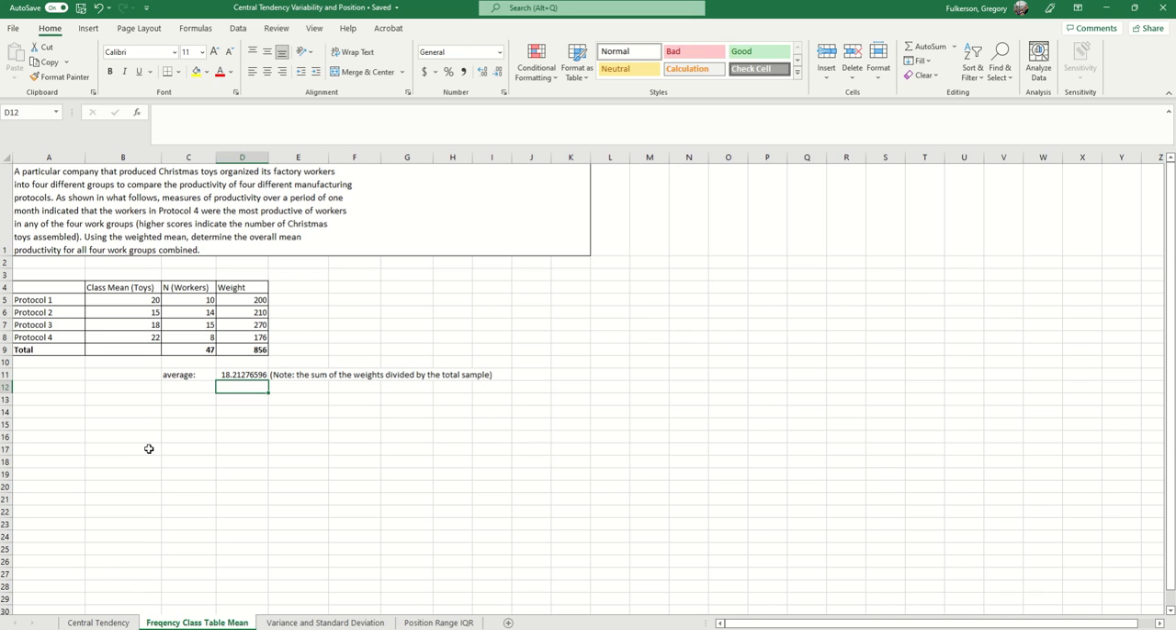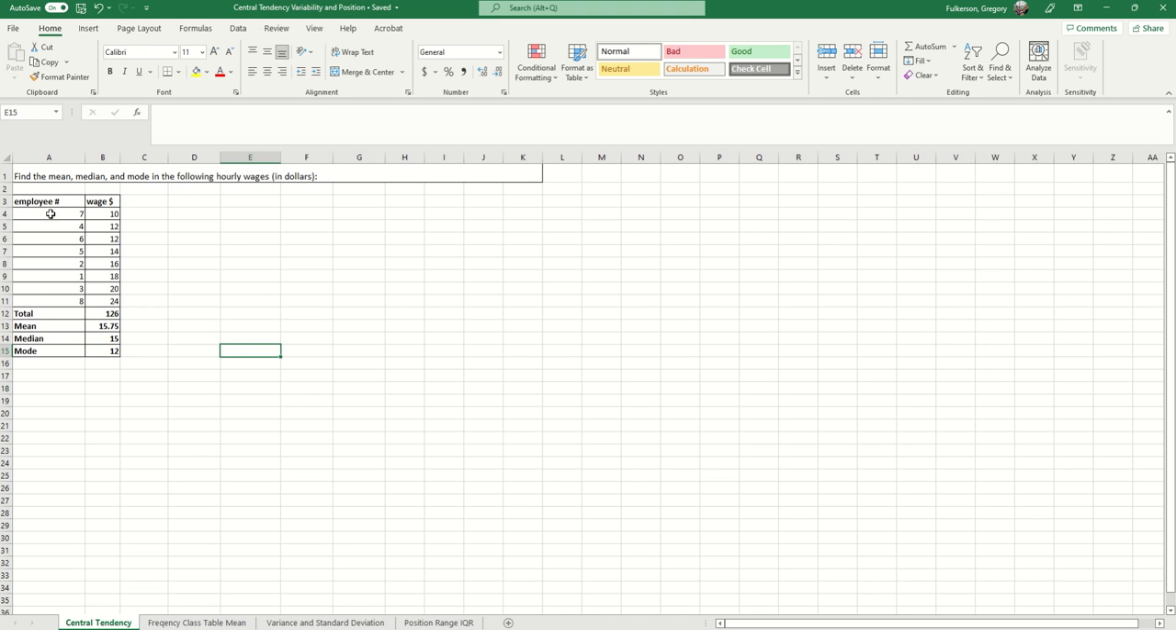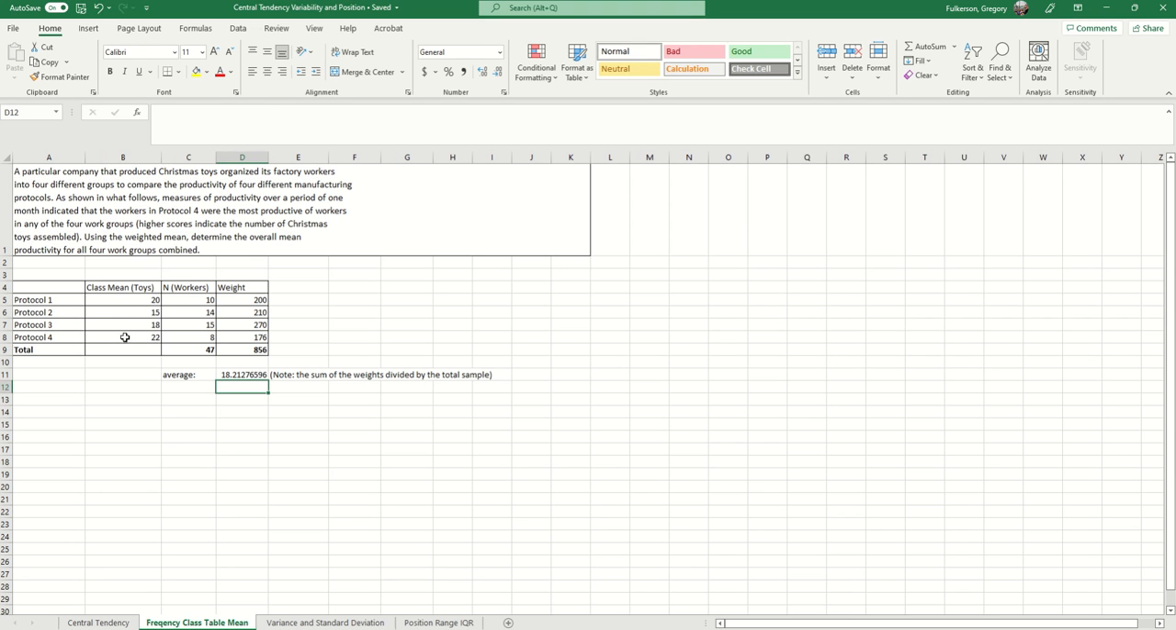All right, so that's how you get an average from a frequency table, which is a little different than how we found an average for individual level data. Right? You don't have to use any weights when you have individual level data. So grouped data, we have to treat a little differently.